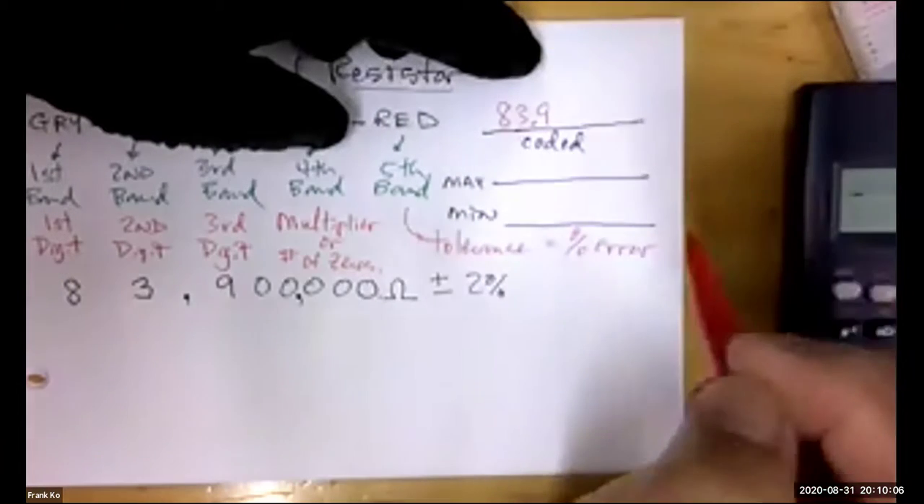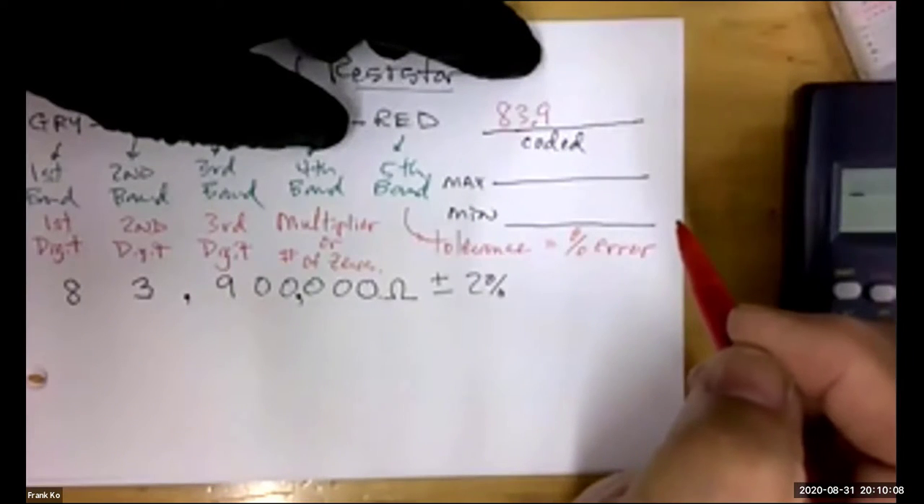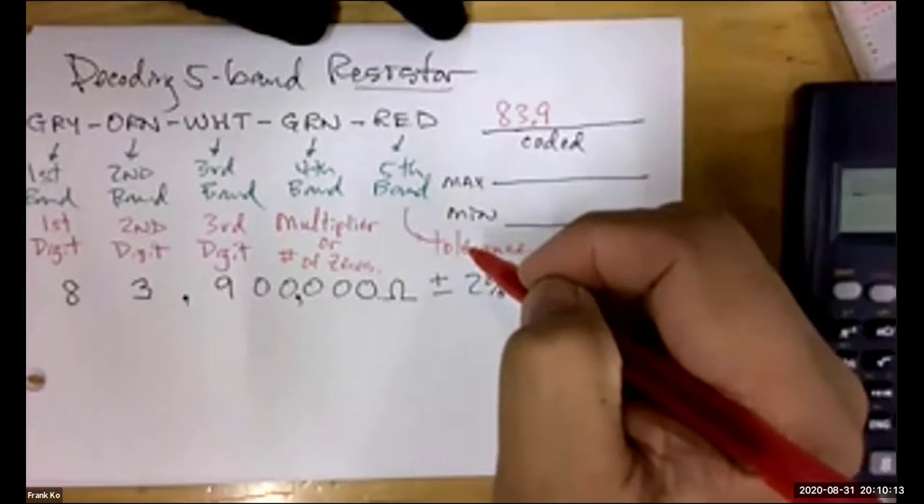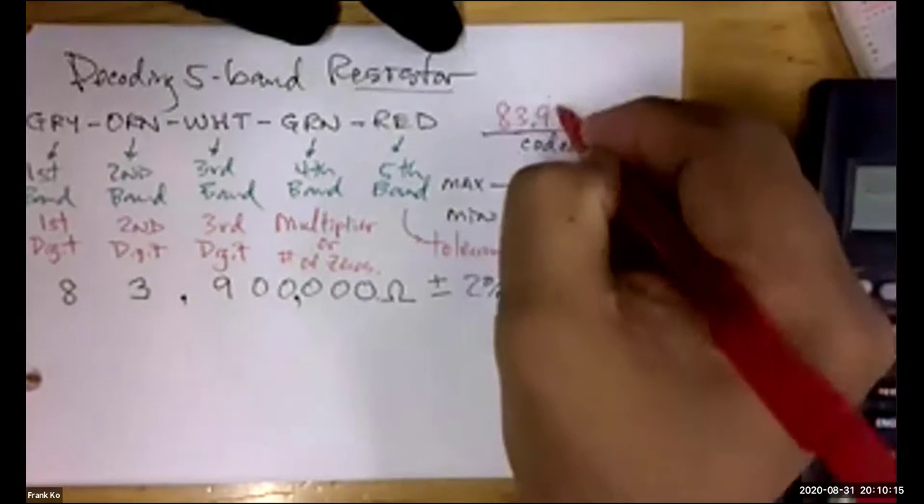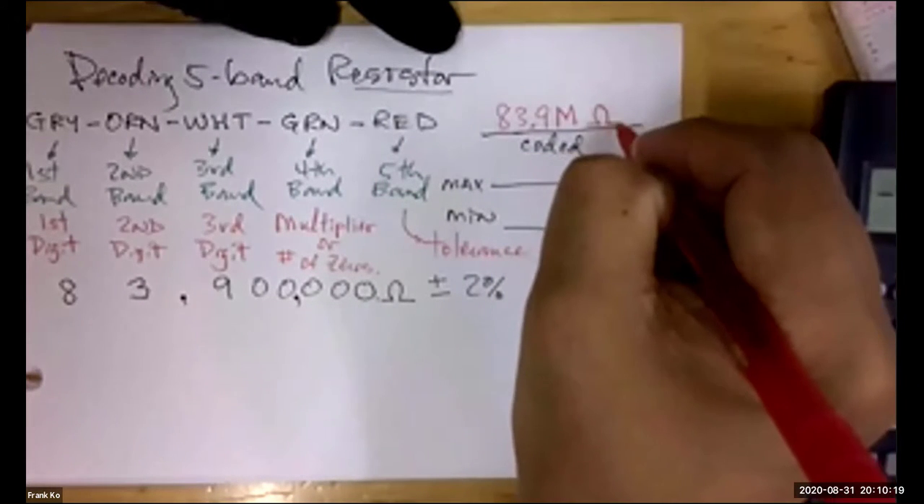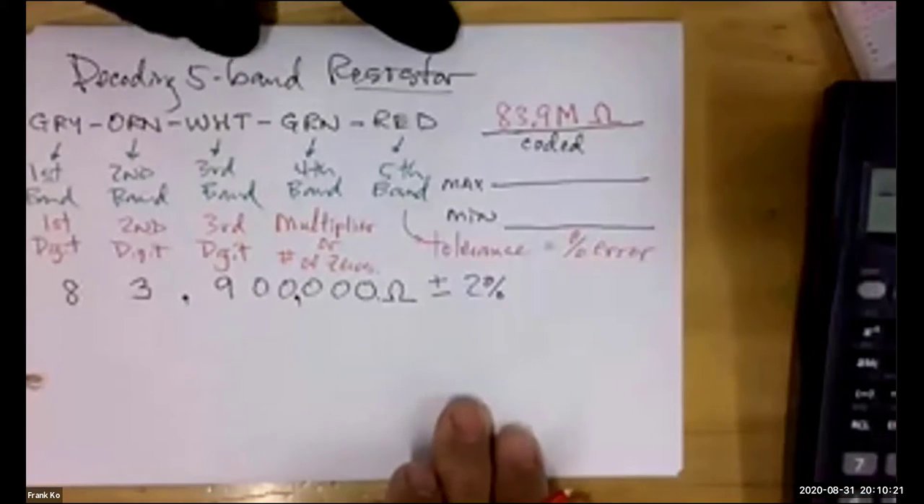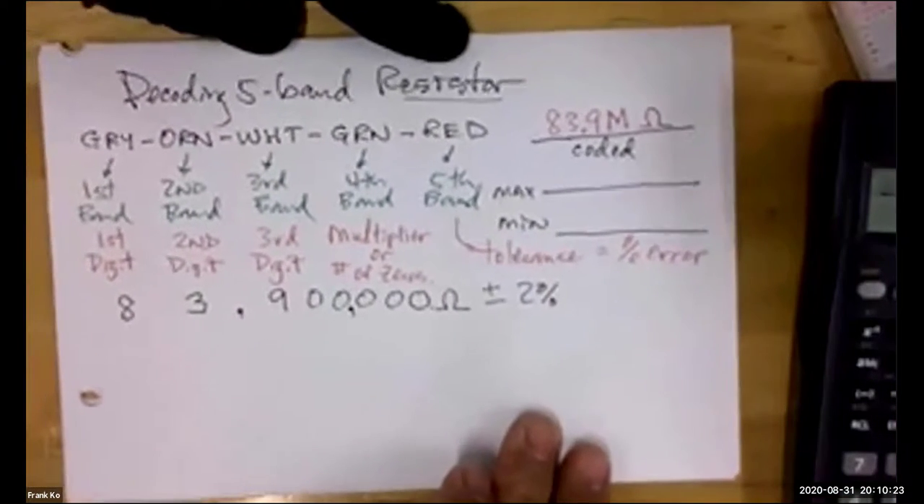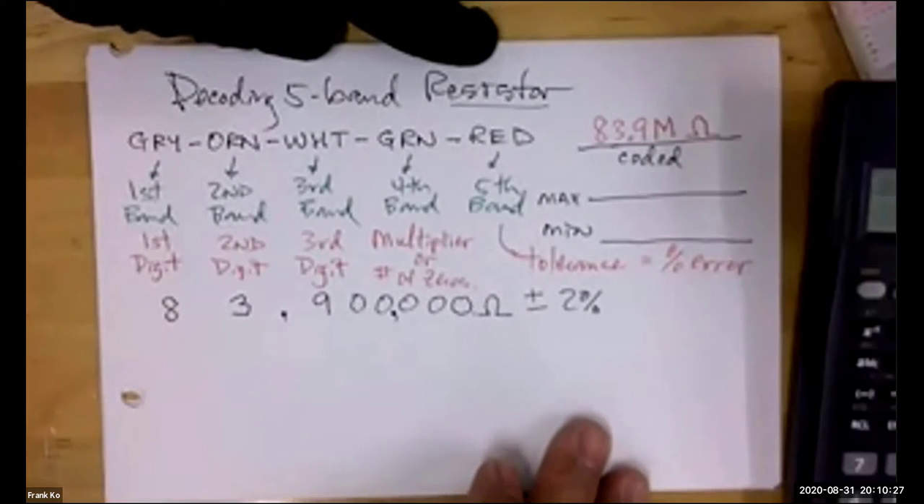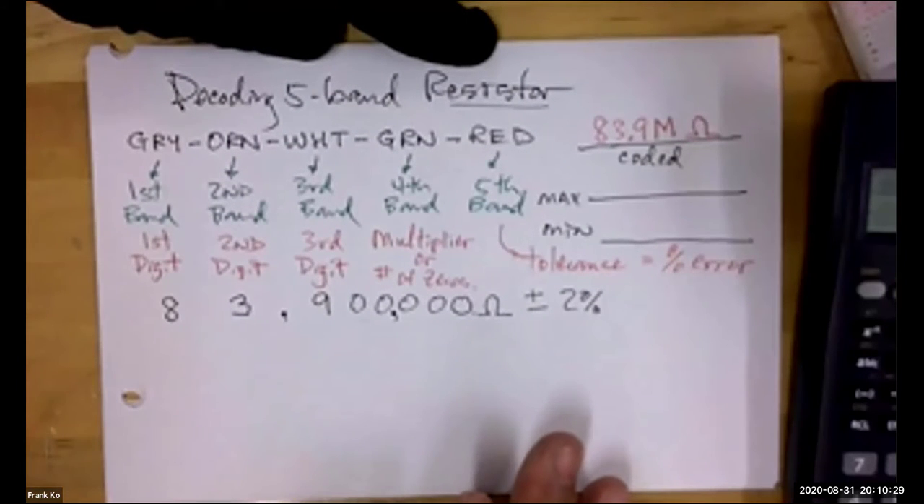83.9. Is that lowercase m or capital M, my friend? I didn't hear that. Capital M. Capital M with the omega symbol. And how do I speak or pronounce the capital M? Mega. So is everybody in agreement? What we have here is 83.9 mega ohms.